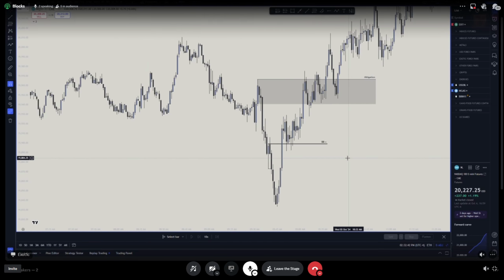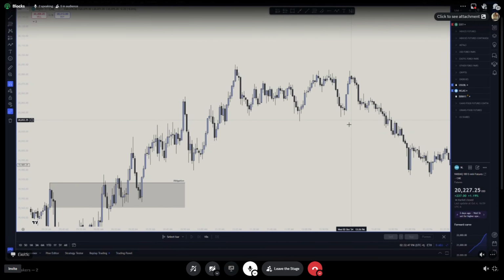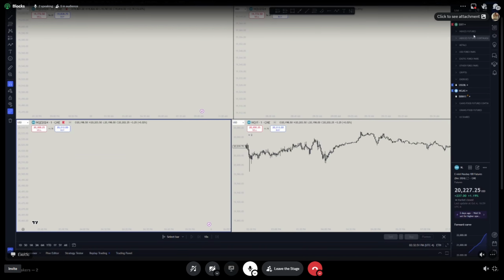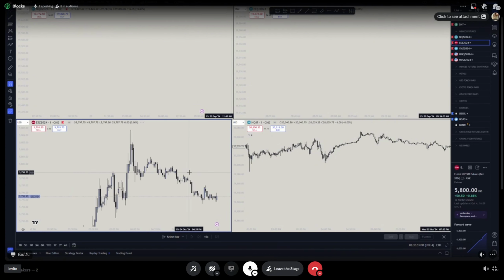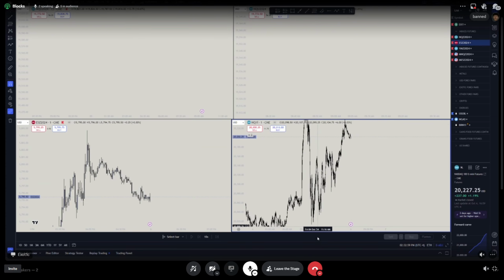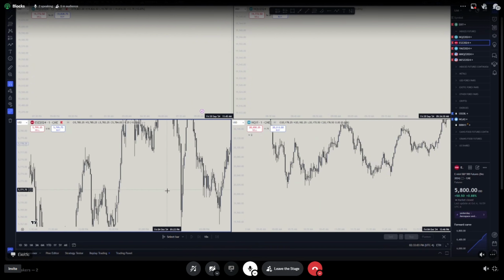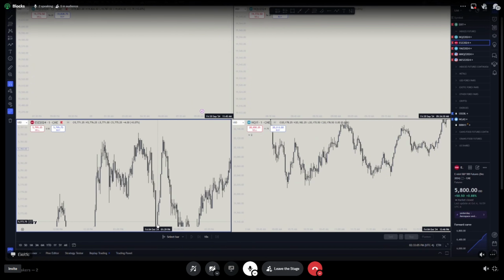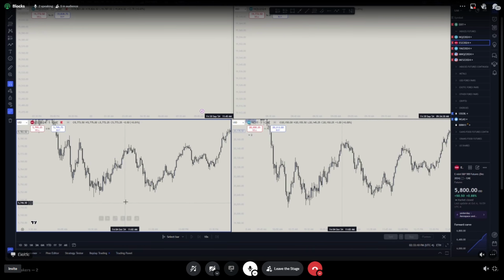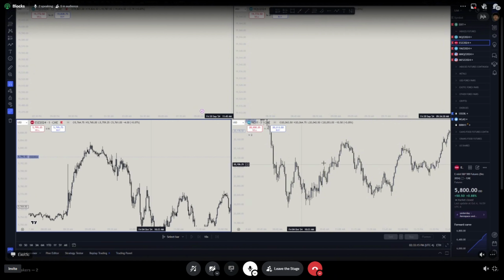Actually, let me see if I can show you guys a good example of an SMT mitigation block. Let me see if I can find a good one. No, we'd have to do some digging. Because I know there was a ton of SMT. I'm going to crash out.